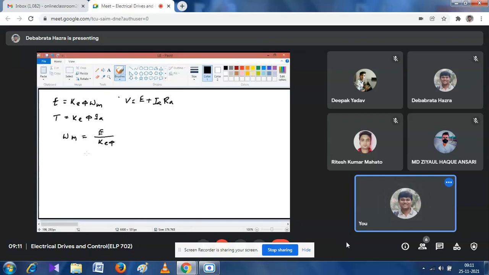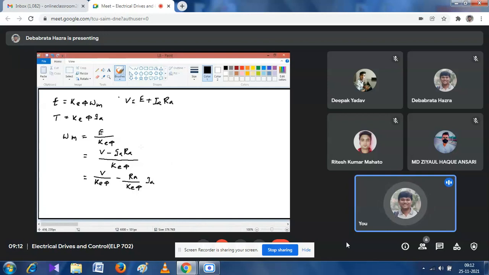Then replace the value of E from that equation. What we get? V minus Ia Ra by Ke into phi. So we can write it also as V by Ke phi minus Ra by Ke phi into Ia.